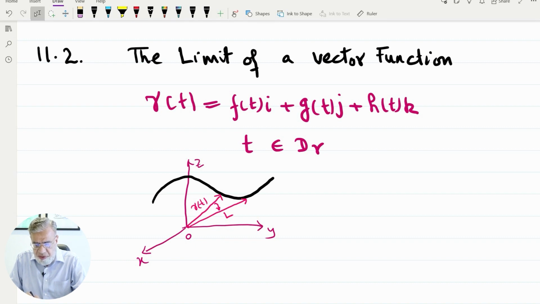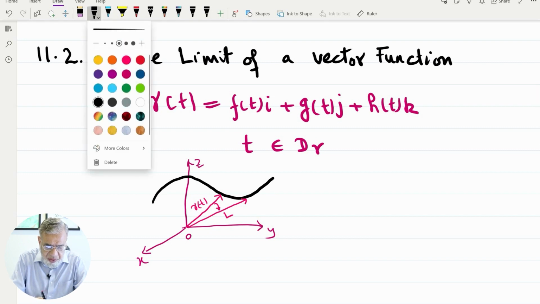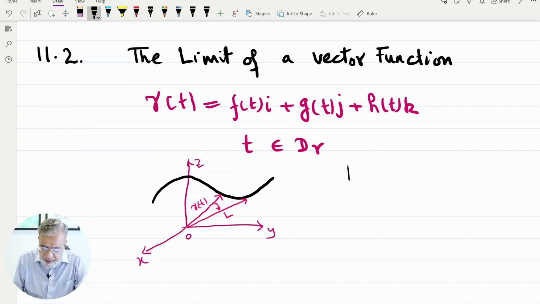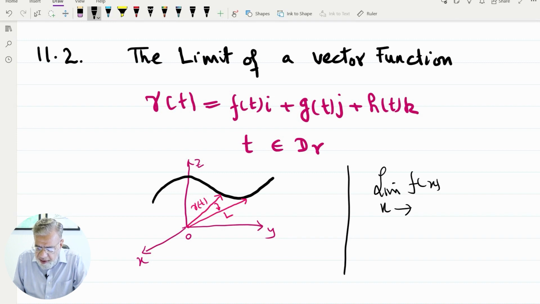This means r of t is moving to a certain value L. So if we just discuss it shortly, what we have done for functions in our previous courses: we have the limit of the function f of x, if you remember it. We say limit as x tends to a is equal to L, and this is the limit.